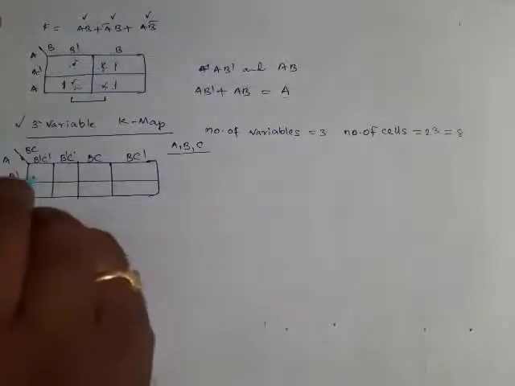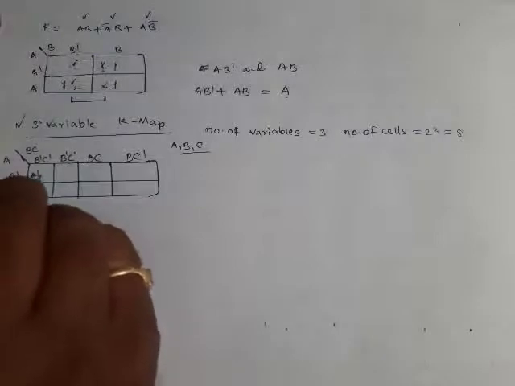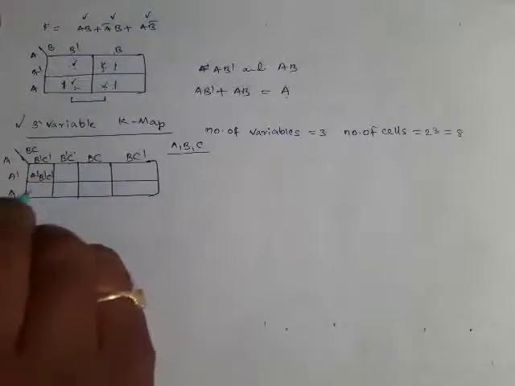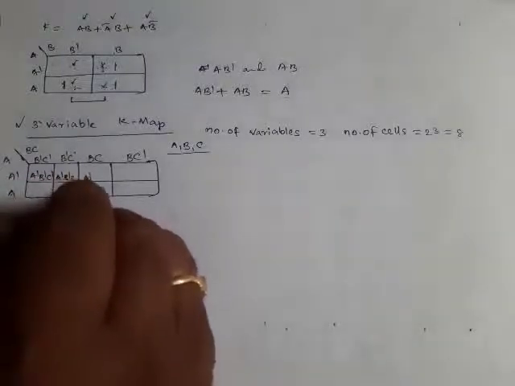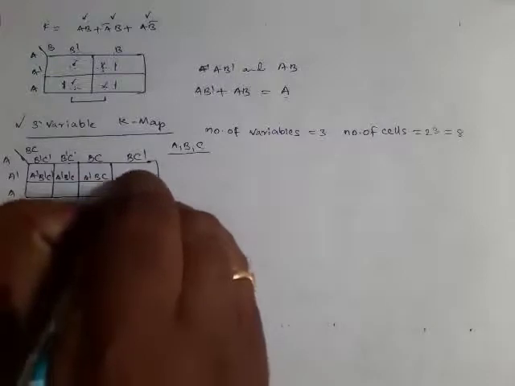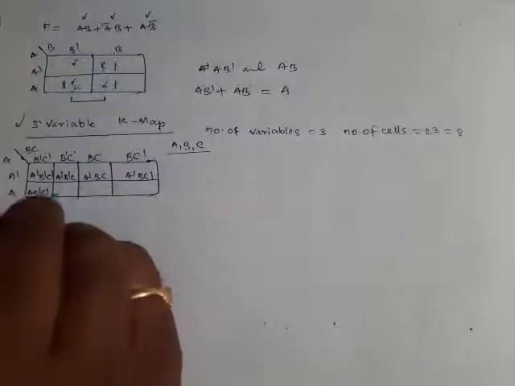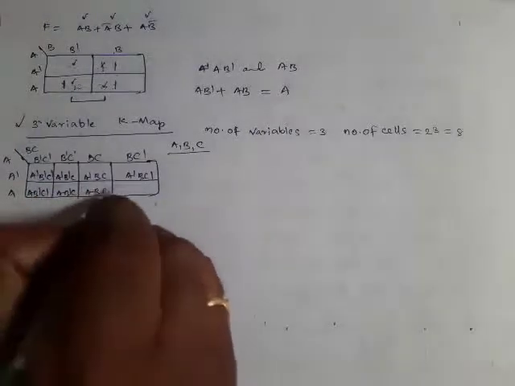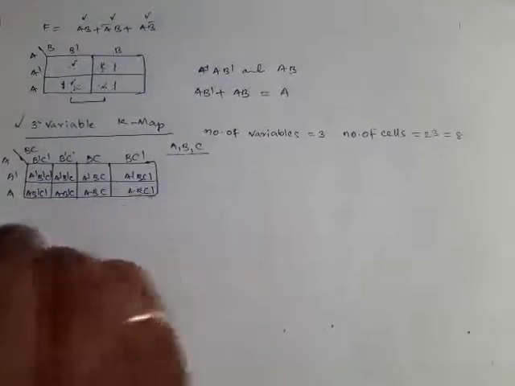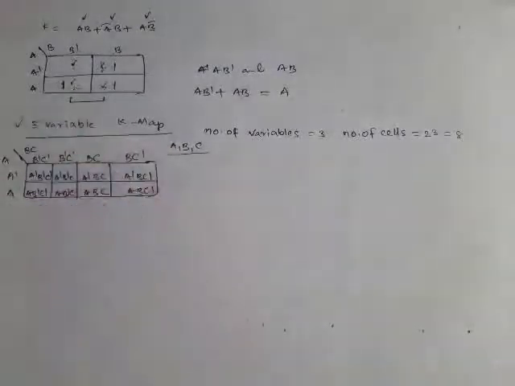And you can see that now we got 8 cells. This cell represents the minterm a bar, b bar, c bar, and similarly this one a bar, b bar, c, this is a bar, b, c, this is a bar, b, c bar, and this is a b bar c bar, this is a b bar c, this is a b c, and this is a b c bar. So this is how a 3-variable K-map will be constructed.